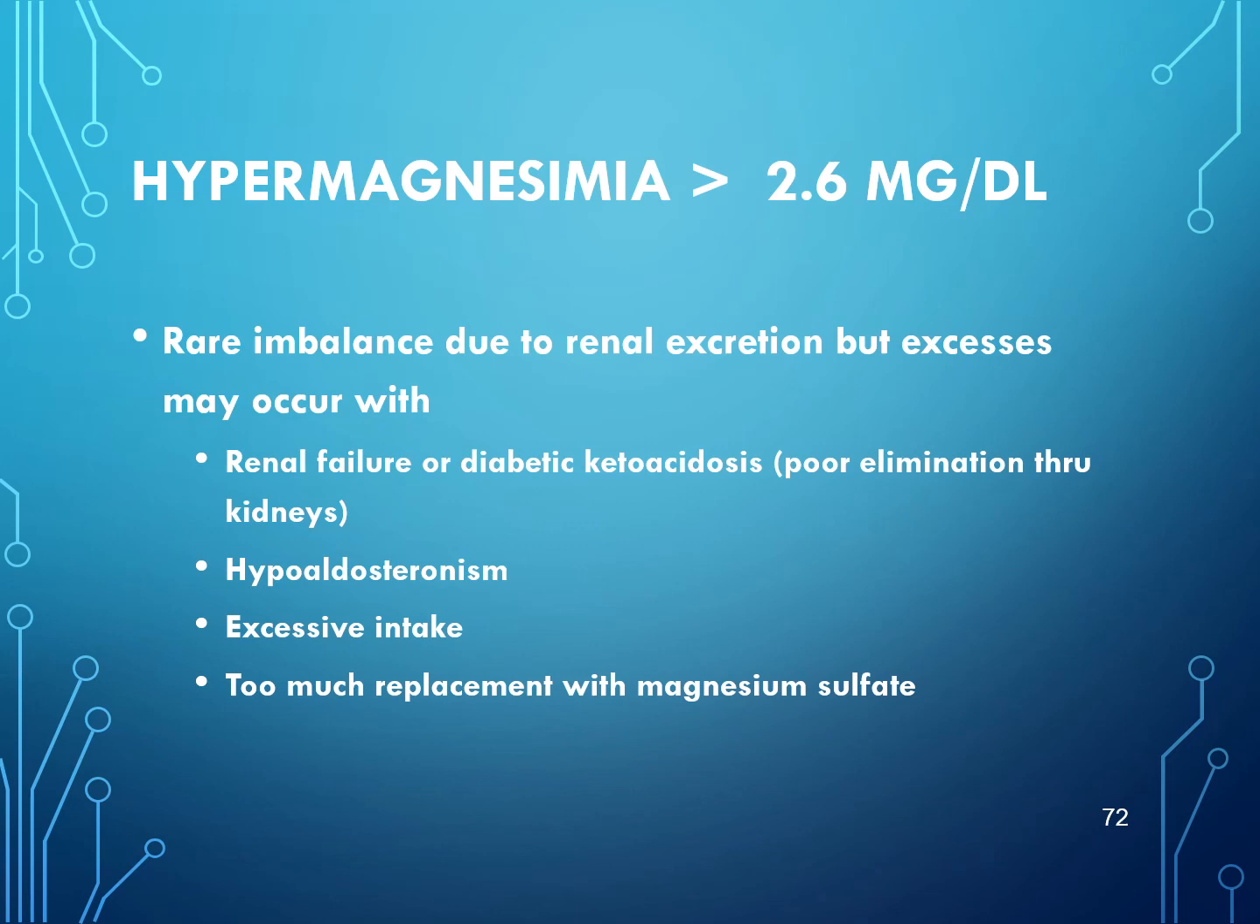And magnesium is given for seizure control and for pregnancy-induced hypertension. So again, if we're administering too much, that's where we can see this problem. And then we can have false elevation when a tourniquet is too tight or if blood is allowed to hemolyze.